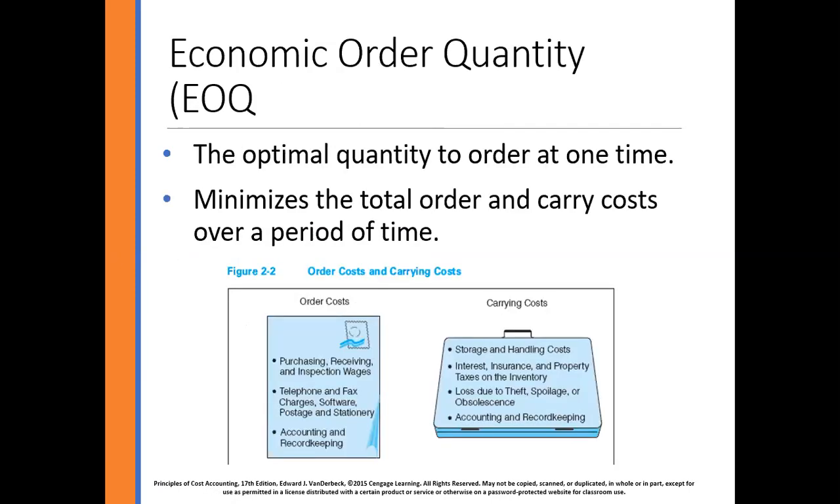All right, the economic order quantity. The economic order quantity is the optimal quantity to order at one time, the order size that minimizes the total order and carrying cost over a period of time, such as 1 year.